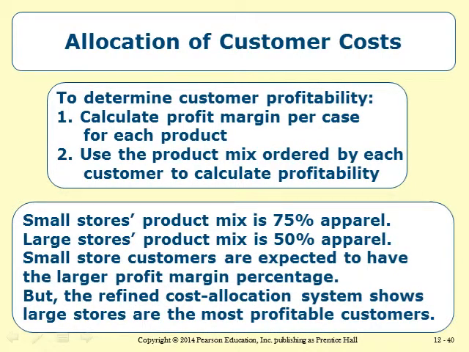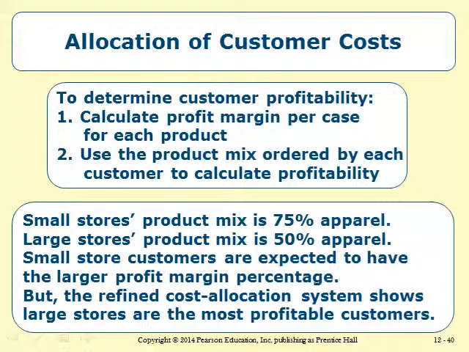And so, to determine the profitability of a customer, we first calculate the profit margin per case for each product. Then we use the product mix ordered by each customer to calculate profitability. Based on the profit margin percentage, apparel products are more profitable than sports gear, since small stores' product mix is 75% apparel compared to only 50% for large stores. We expect small store customers will have a larger profit margin percentage.